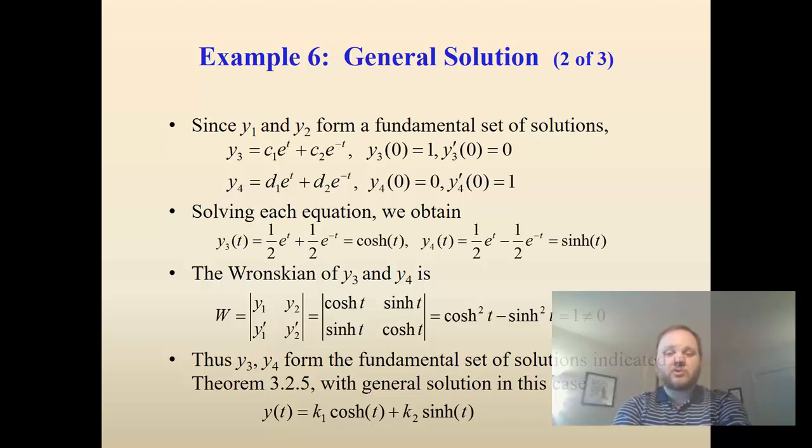So y3 ends up becoming 1/2 e to the t plus 1/2 e to the negative t. And that's the hyperbolic cosine function. And y4 becomes the hyperbolic sine function when solved for. Now this Wronskian is also non-zero. It's by definition equal to 1 due to a hyperbolic Pythagorean trig identity. Say that five times fast.